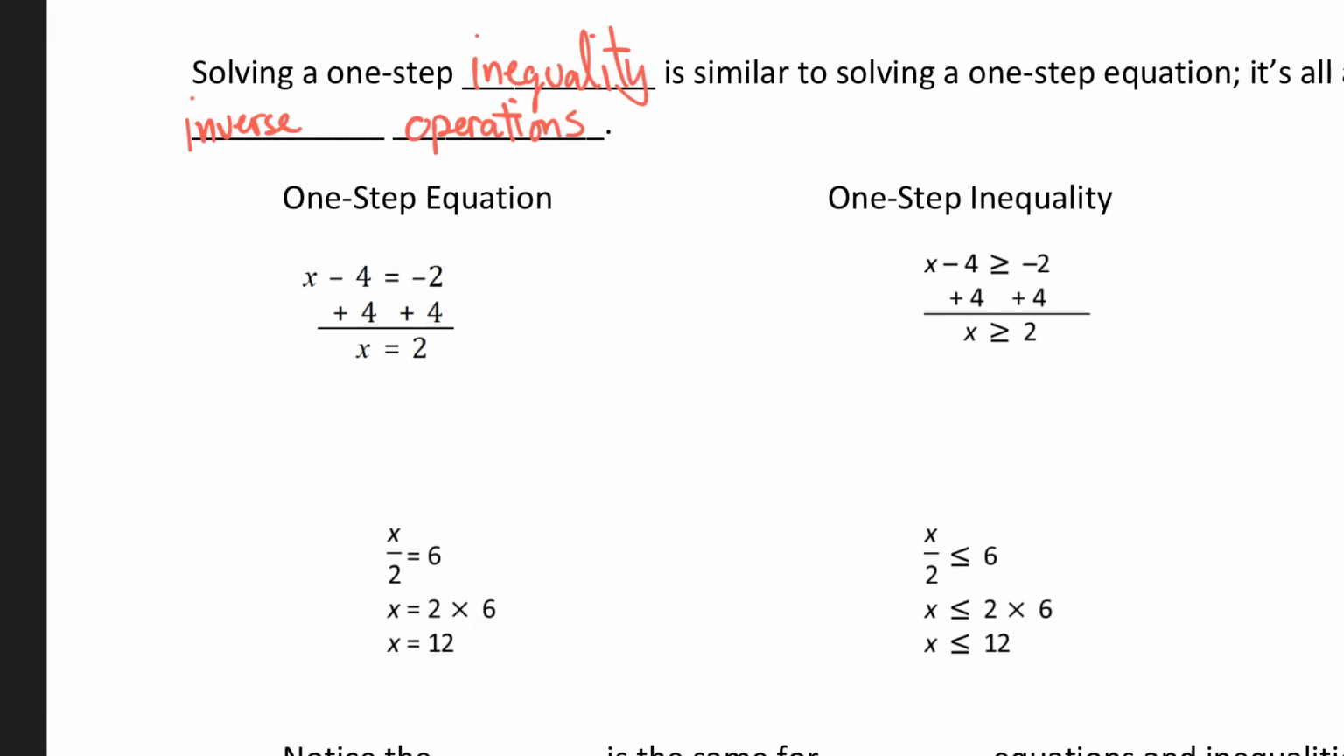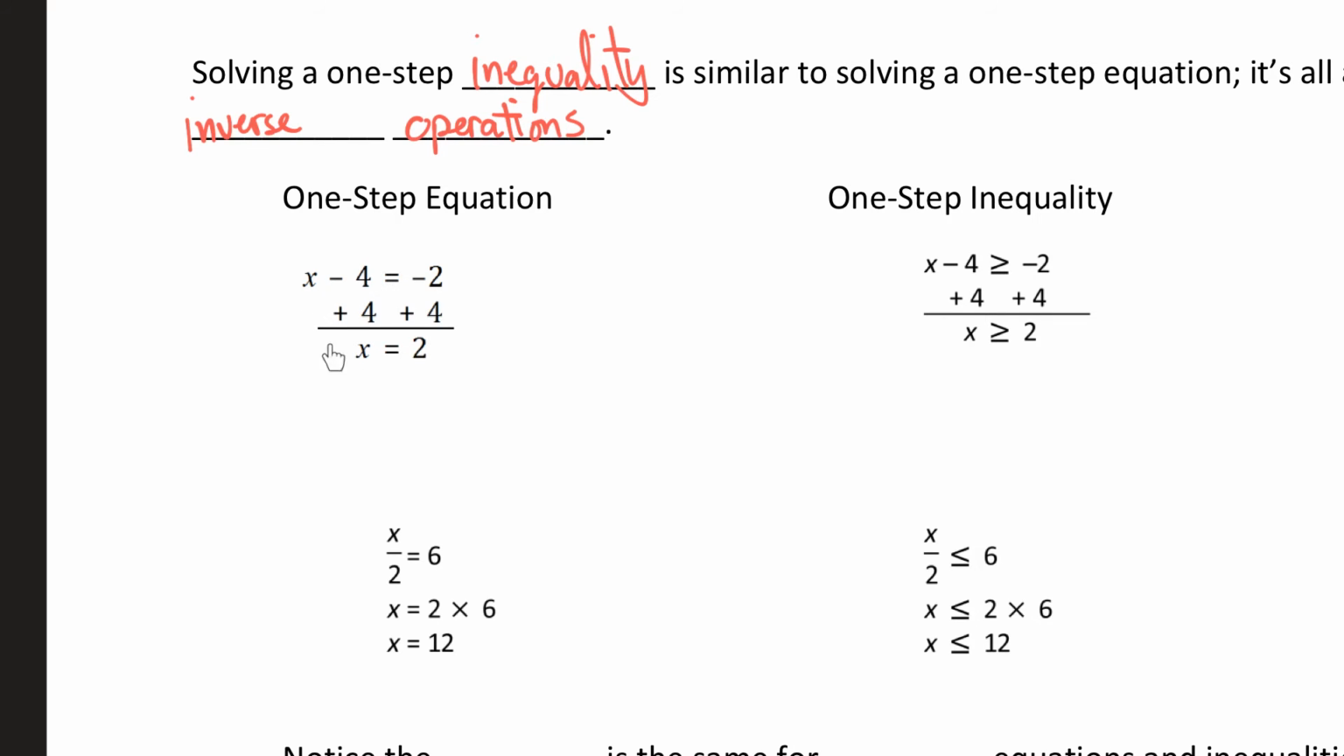Zoom in a little bit here, where we have a one-step equation and a one-step inequality. Look, x minus 4 is greater than or equal to -2. Notice the only difference really is the inequality here and the equation here.